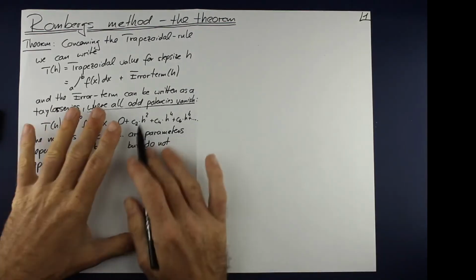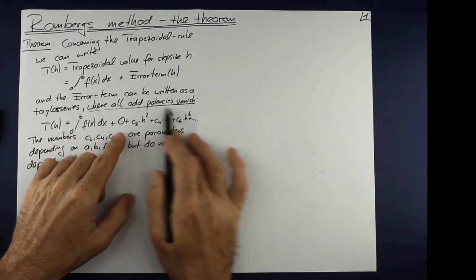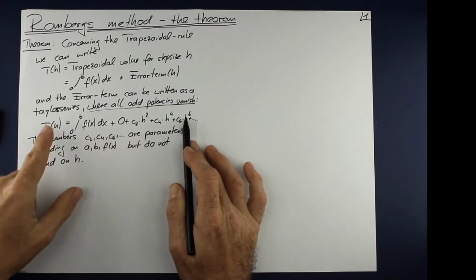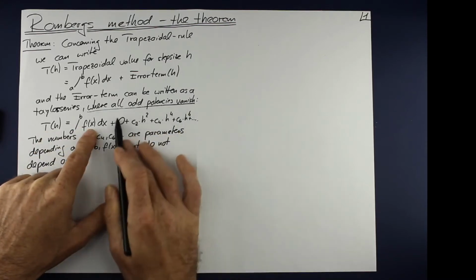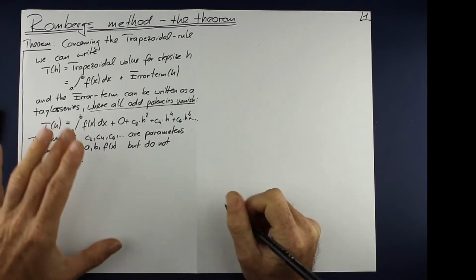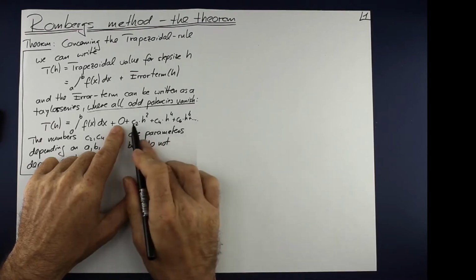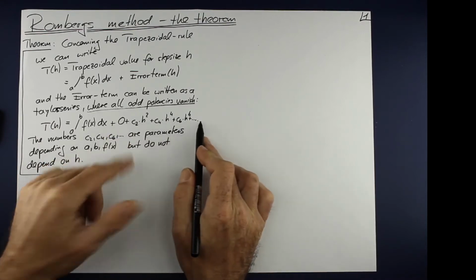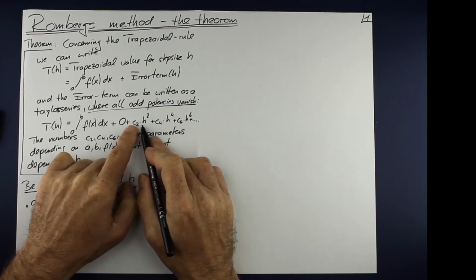And what is the situation here? We hope that this is a small number, because that means that our trapezoidal value is very close to the correct value. So this is our hope. This shall be a small number. Okay, what does that mean? If we hope that this is a small number, which part of this sum matters? This one is the most important one. Why?